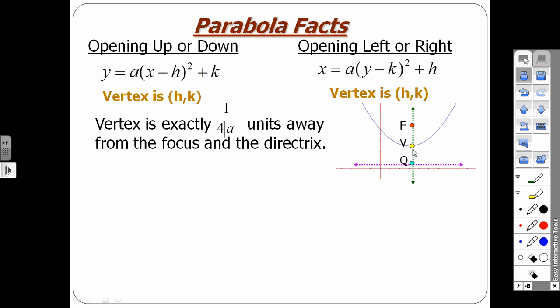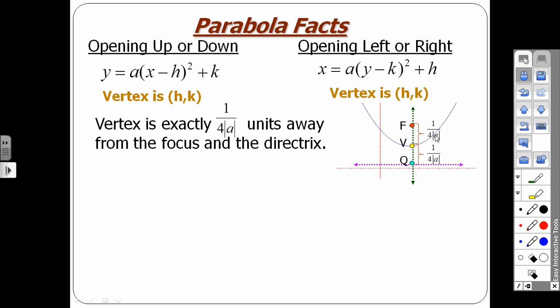And if you recall, it said that any point on the parabola is going to be the same distance away from the focus as it is from the directrix. Well, if we move that point down here to be the vertex, then the distance between the vertex and the focus is going to be the same as the distance between the vertex and the directrix. And that distance is actually calculated by doing this calculation: 1/4 times the absolute value of a. So what that means is this distance right there is 1/(4a), and that distance is also 1/(4a).